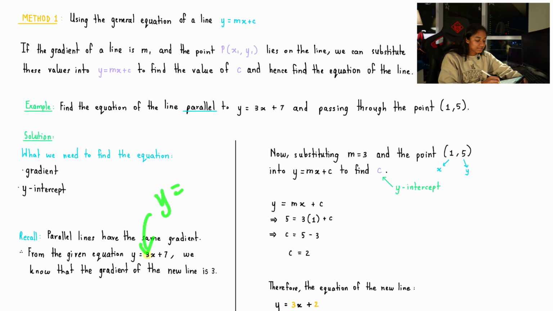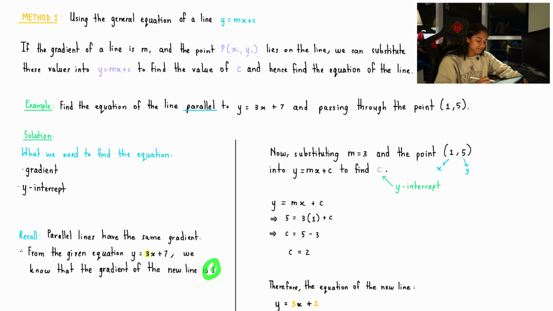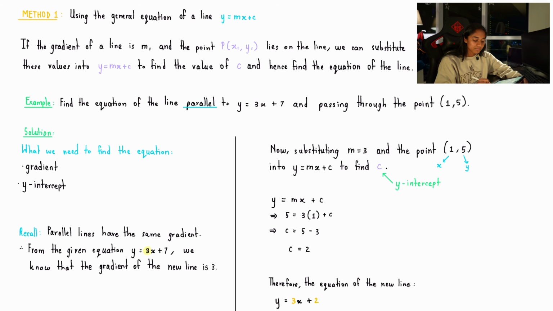Is because remember y is equal to mx plus c. So m would be in the position of the 3. So we know that, right? So keep that in mind. Now we're going to substitute m is equal to 3 and the point 1, 5 into y is equal to mx plus c to find c, which is the only thing we actually need to find now to find the entire equation of this line. So let's do that. Y is equal to mx plus c. We know that y was 5. M, understanding from parallel lines that we have the gradient being 3.